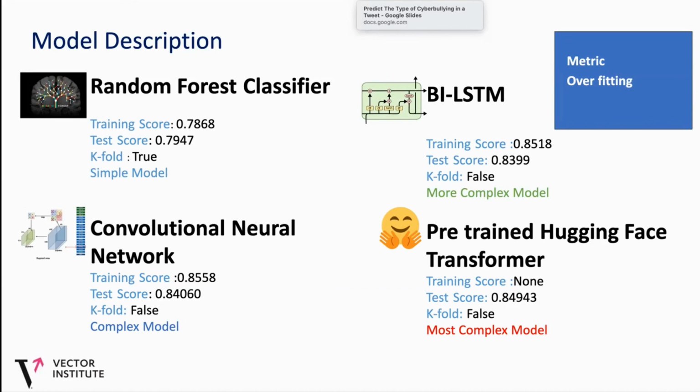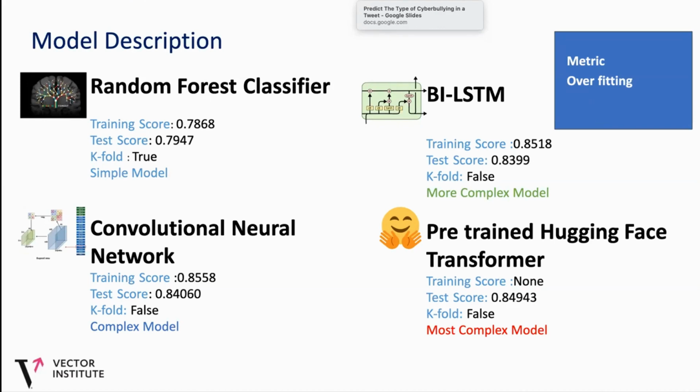For the bidirectional LSTM, which is also a more complex model, the training score was 85% and the test score was 83%. I also didn't do k-fold evaluation or k-fold splitting on this model. It was also a very complex model, and I also set dropouts to address overfitting.